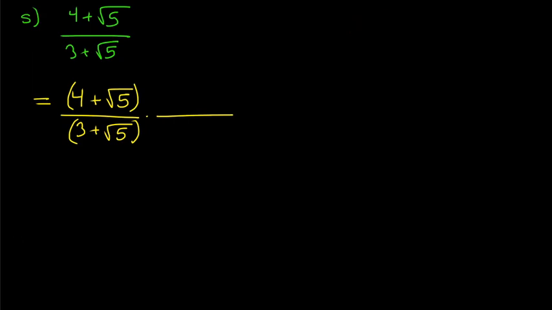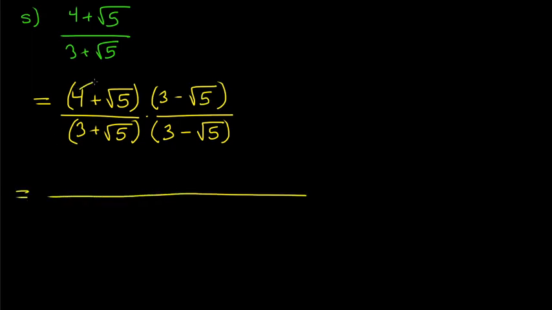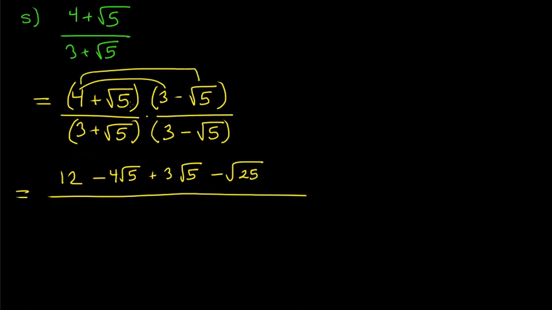All right, so what do we do? Same thing we did in the previous one. We take the denominator, 3 plus the square root of 5, and we switch it to the conjugate, 3 minus the square root of 5. So we're going to multiply top and bottom by 3 minus the square root of 5. Let's start on the top. 4 times 3 is 12, minus 4 square root of 5, plus 3 square root of 5, and then minus the square root of 5 times 5, 25. So again, I just did FOIL, the usual thing.